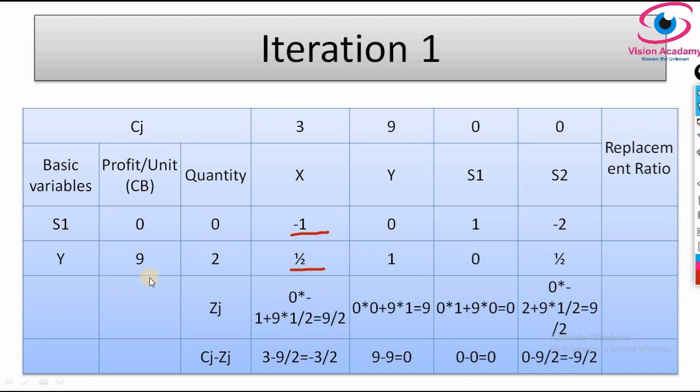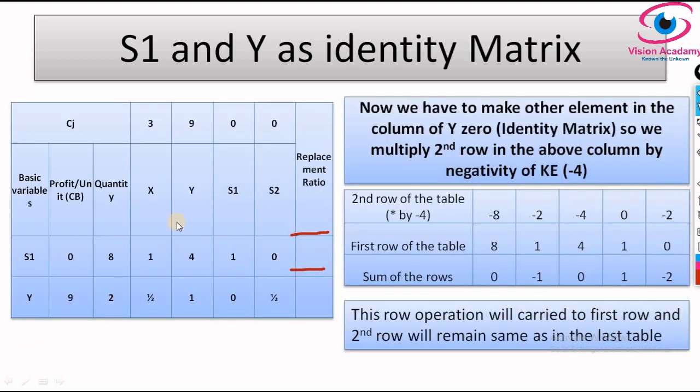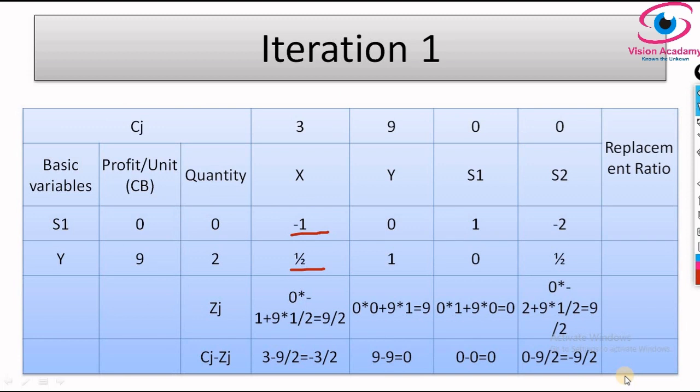So here you can see 9/2, 1/2, 0, 1/2, and 0, 0, -1, 0, 1, 2. This you can see. Here 0, -1, 0, 1, -1 is for the first row, and 9/2, 1/2, 0, 1/2 is for the second row. So let us check the replacement ratio now.